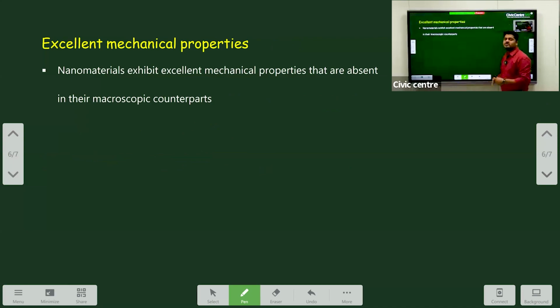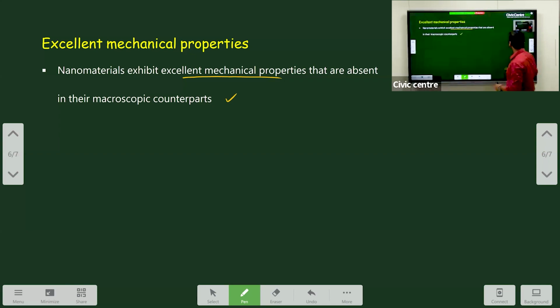Now, they also exhibit excellent mechanical properties compared to the bulk counterparts. So nanomaterials exhibit excellent mechanical properties that are absent in their macroscopic counterparts.